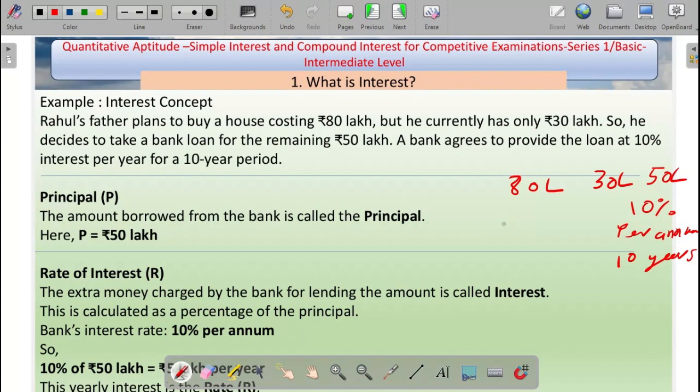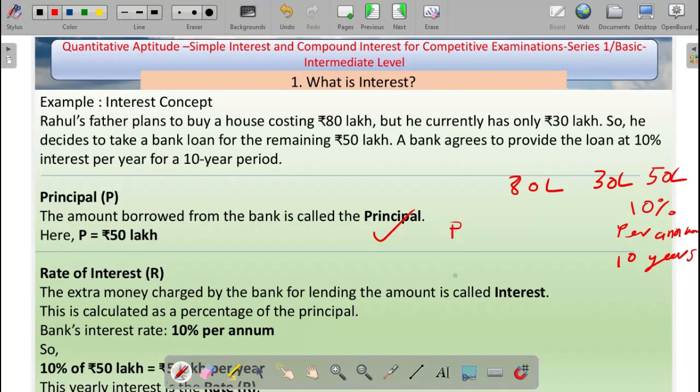Now this amount he has borrowed from the bank is called the principal amount, and in this case it is 50 lakhs. So he borrowed 50 lakhs from the bank, and it is called the principal. Generally it is denoted as P.